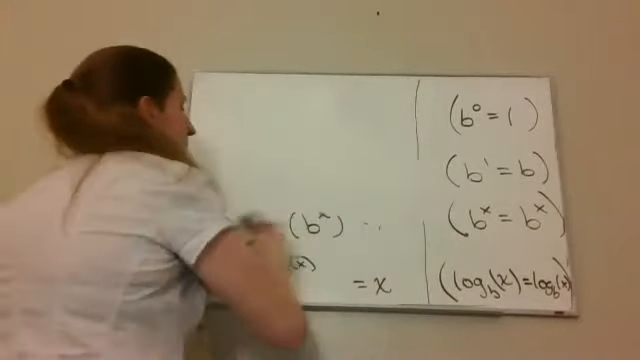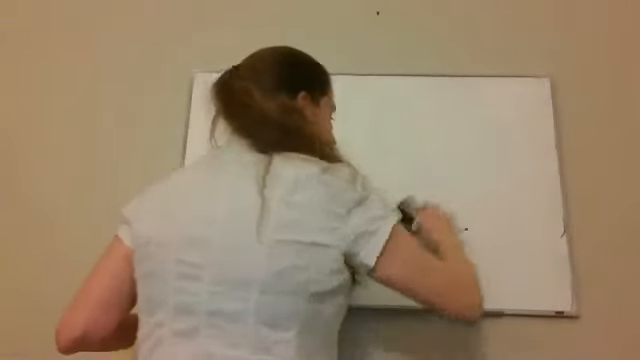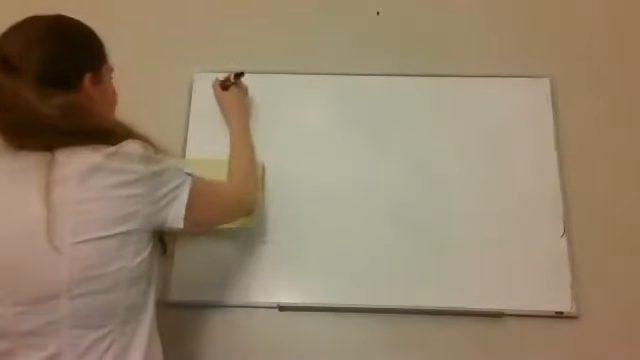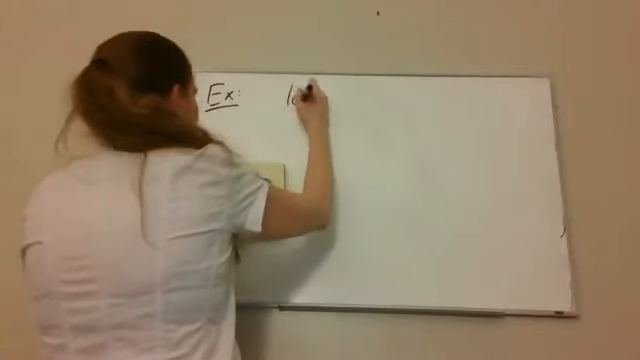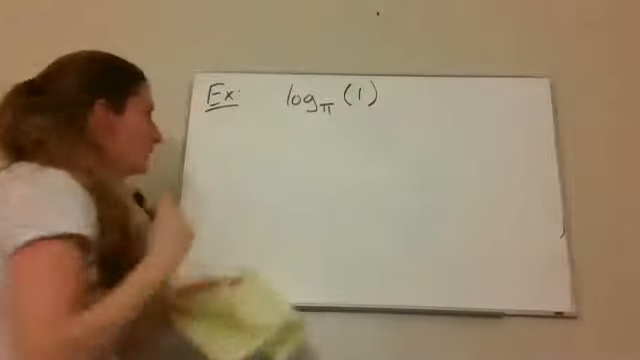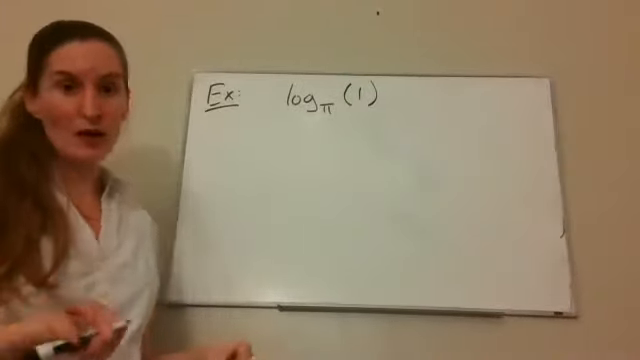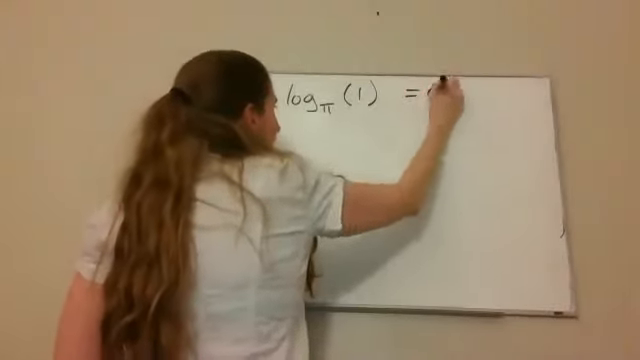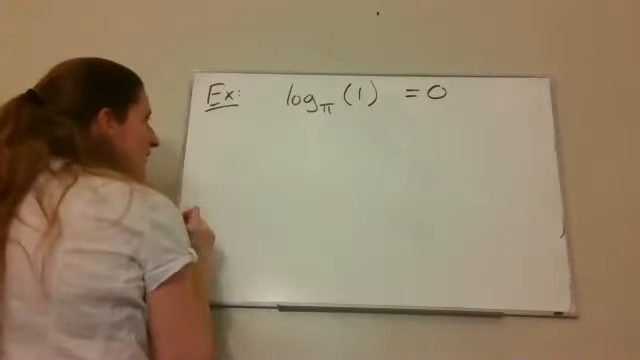Let's do some examples using these few properties. We have more properties to come later in the video. The example, log base pi of 1. Well, using one of our properties, property 1, we know log of any base of 1 is equal to 0, because pi to the 0 will be 1.